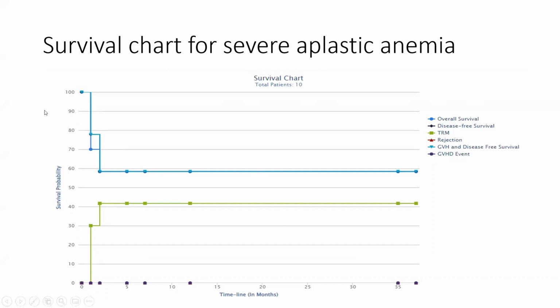This is the survival chart for severe aplastic anemia. In total, up to this time, we have transplanted 10 patients. In that, the survival rate and the transplant-related mortality come to equal one. GVHD-free disease-free survival is 58.4 percent, and the TRM is 41.6. So next slide, sir.